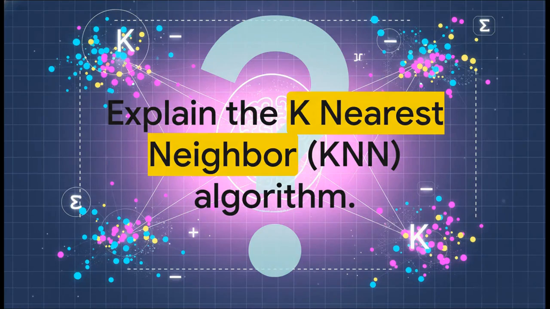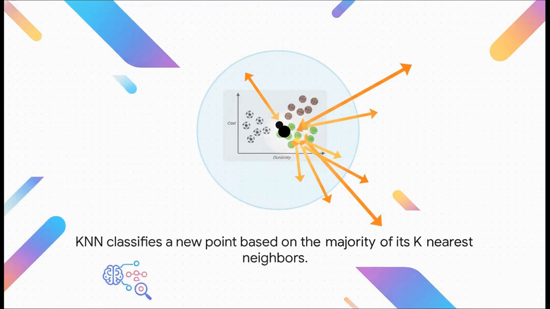All right, let's switch gears to a different type of algorithm. Explain k-nearest neighbors, or KNN. KNN is beautiful because it's so simple. You are what your neighbors are. To classify a new data point, the algorithm just looks at the k data points that are closest to it. You get to choose the number for k. If k is 5, it looks at the 5 nearest neighbors. The new point is then assigned to whatever class is most common among those neighbors. It's just classification by proximity.